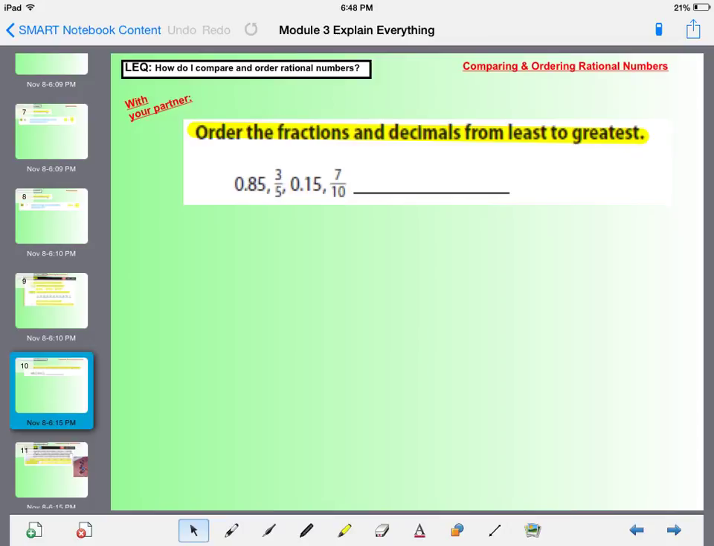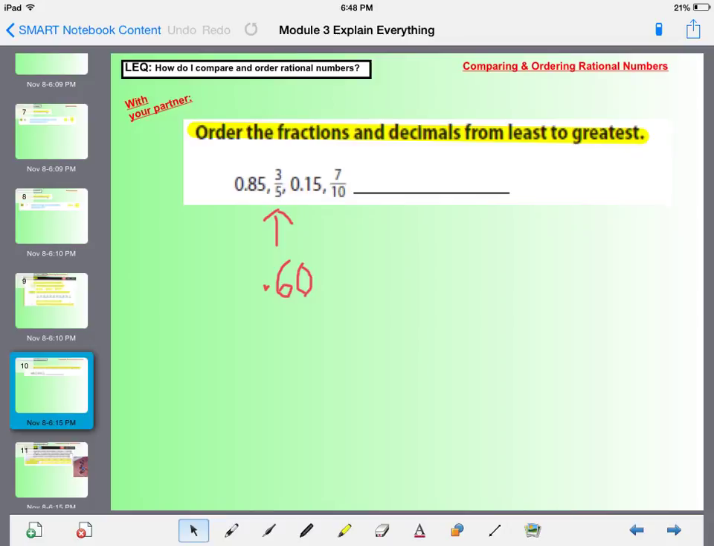3/5 is one of those common fractions that I told you about. If we think about the denominator 5, I told you to think about your $20 bills. 1/5 is 20, 2/5 is 40, 3/5 is 60, 4/5 is 80, 5/5 is your 100. We also can divide 3 divided by 5, like we saw in previous slides, to see that it is equivalent to 60 hundredths. So we're going to identify this one as 60 hundredths.